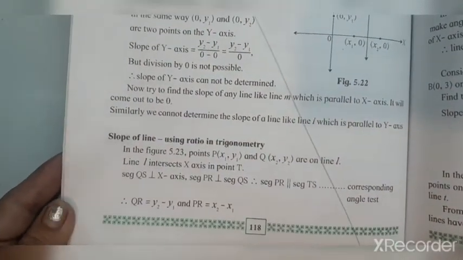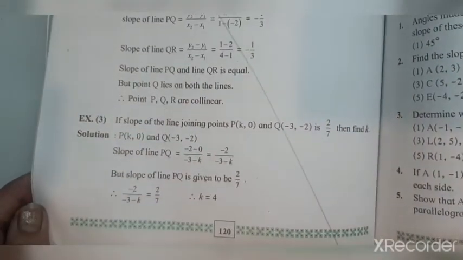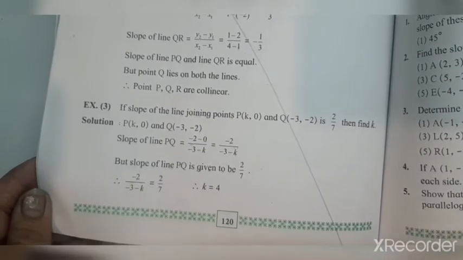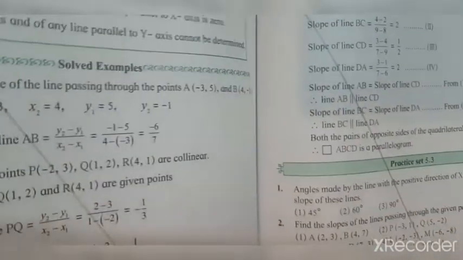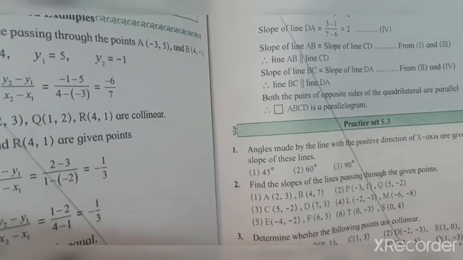118 also, the entire page is deleted. 119, the entire page. 120, the entire page is deleted. 121, the entire page is deleted along with practice set 5.3. So we don't have practice set 5.3.